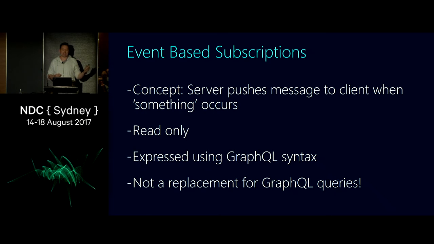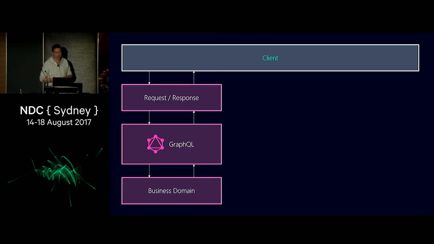The general idea here is I want to be told when something happens on the server, and at some point in time when that does, push that data back to me. They're read-only. They're defined in the exact same way as any other GraphQL query, and they're absolutely not a replacement for queries. You will not suddenly stop using queries and everything's going to be subscriptions. It's just that when something of interest happens on the server, you can then register your interest in this. So you'll be using the two in concert.